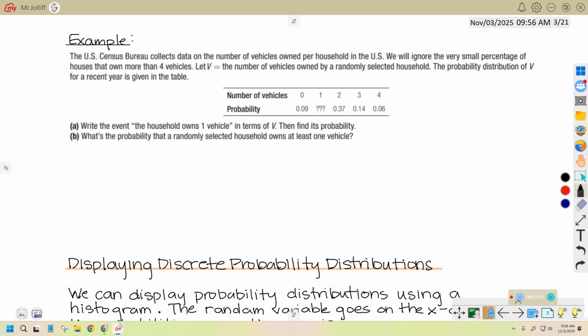So we're going to do an example together. The example says, the U.S. Census Bureau collects data on the number of vehicles owned per household in the U.S. We will ignore the very small percentage of houses that own more than 4 vehicles. Let V equal the number of vehicles owned by a randomly selected household. The probability distribution of V for a recent year is given in the table. Write the event, household owns 1 vehicle, in terms of V, then find its probability. What's the probability that a randomly selected household owns at least one vehicle?